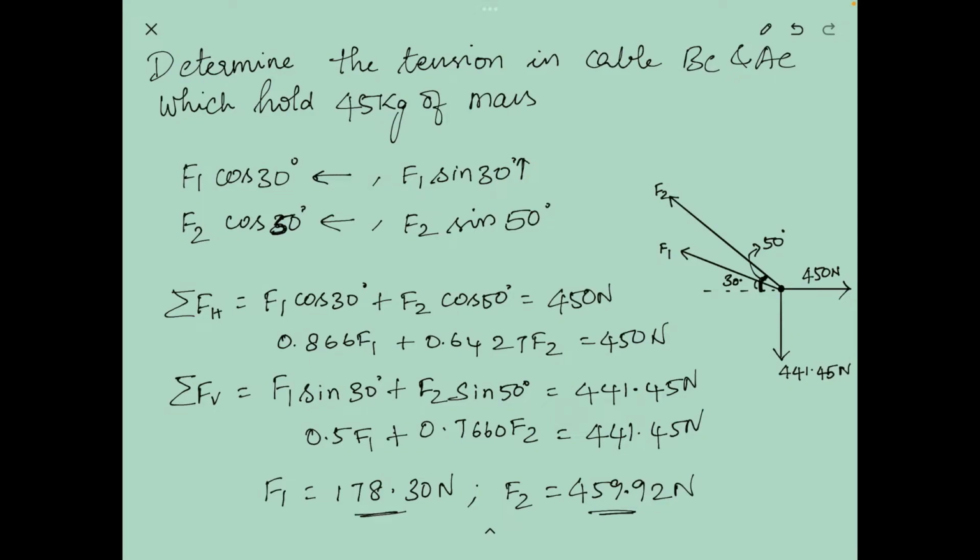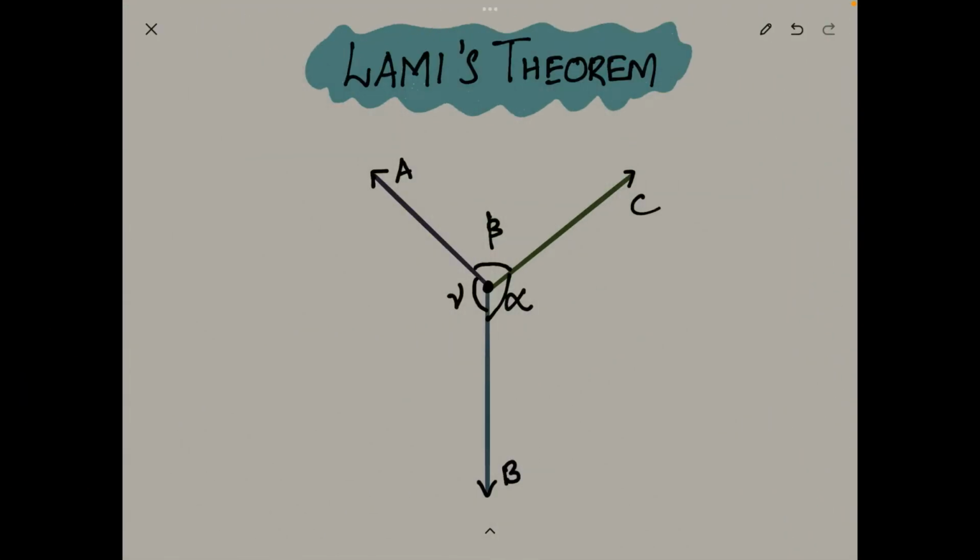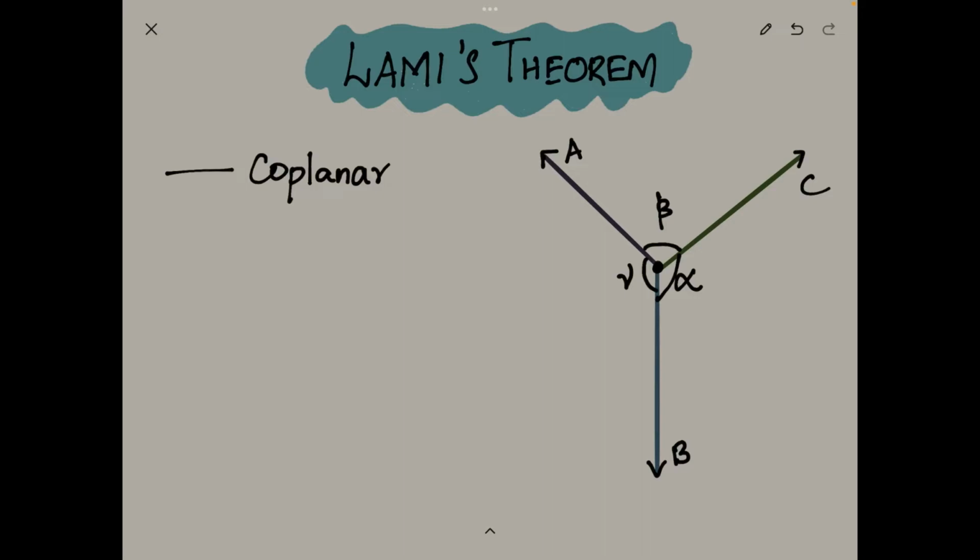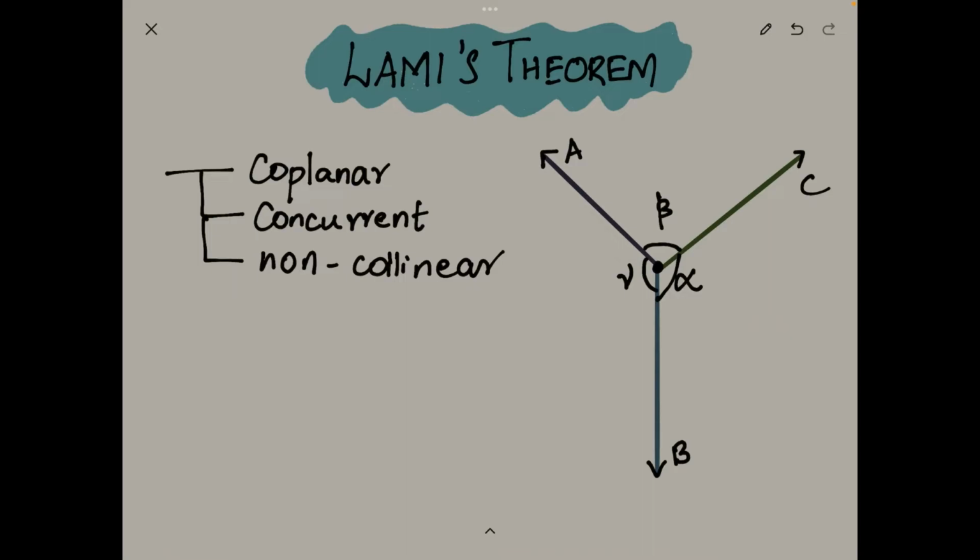Now in the next section, we will learn about Lami's theorem and we will solve a quick problem using it. Lami's theorem can be used for a system in equilibrium with three forces. Also, this force system must satisfy certain conditions. First, the three forces must be coplanar, which means they all must lie on the same plane. Then they must be concurrent, which means they have the same point of application. And then they must be non-collinear, which means they must not share the same line of action.